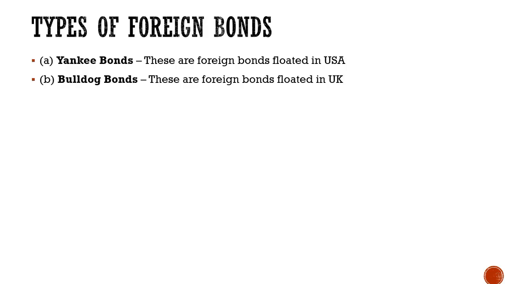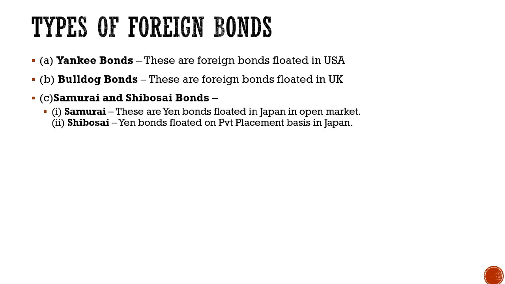Next we have the Bulldog bonds. These are foreign bonds floated in UK. Next we have the Samurai and Shibosai bonds. The Samurai bonds are yen bonds floated in Japan in the open market, and the other one is the yen bond floated on a private placement basis in Japan.